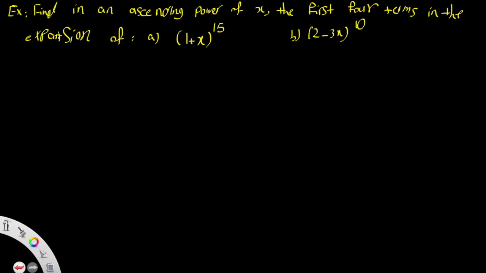Next example, in this example we are going to actually implement a binomial expansion to find coefficients in expansion. Find, in ascending powers of x, the first 4 terms in the expansion of (a) (1 + x)^15 and (b) (2 − 3x)^10.